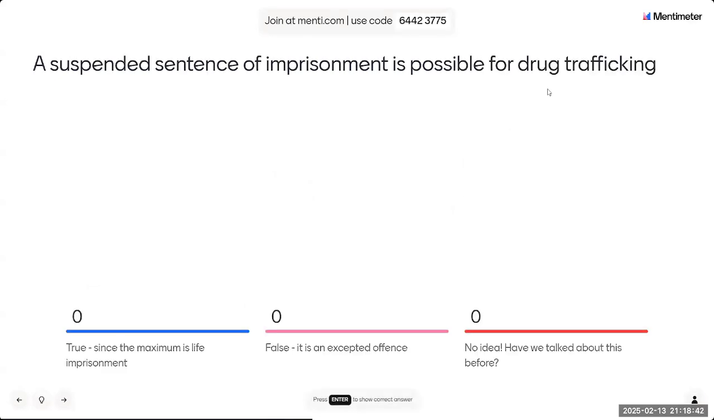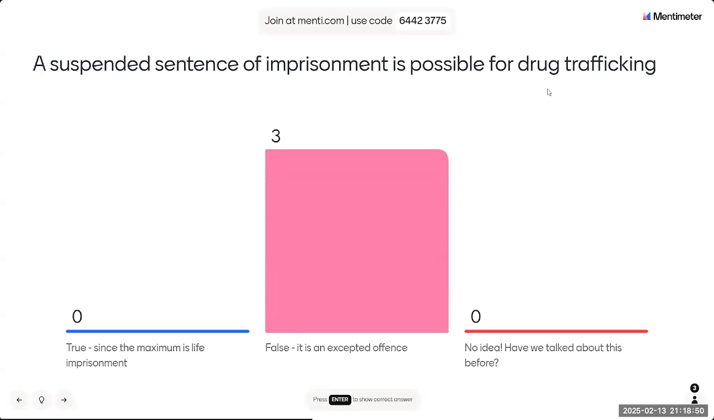A suspended sentence of imprisonment is possible for drug trafficking. True, the maximum is life imprisonment. False, it's an excepted offense. No idea, have we talked about this before? To be fair, you haven't talked about it. I've talked about it for sure. False, it's an excepted offense, right? Remember to look at Schedule 3 of the CPO, excepted offenses. Not only does Section 109A in relation to young offenders not apply, but also Section 109B in relation to suspended sentences does not apply to excepted offenses.